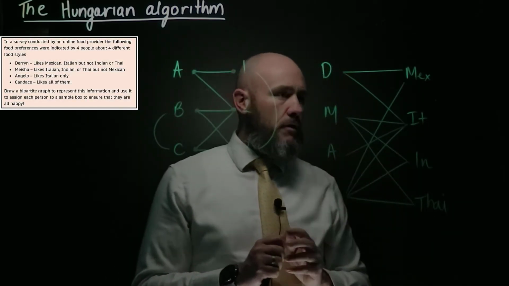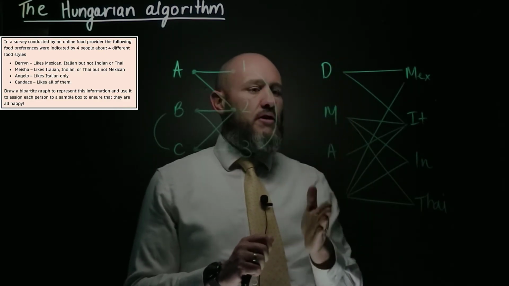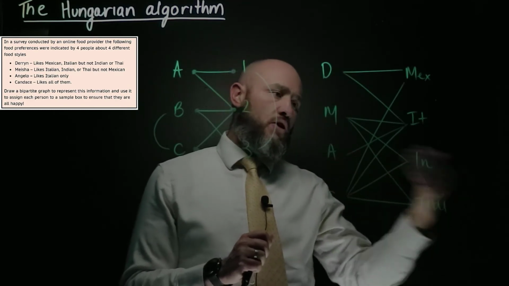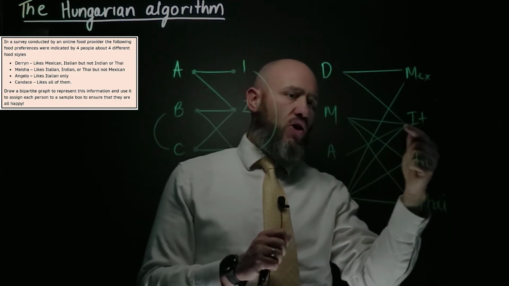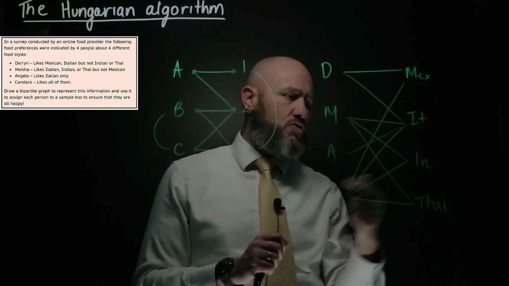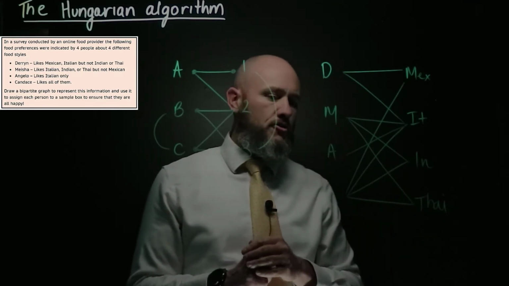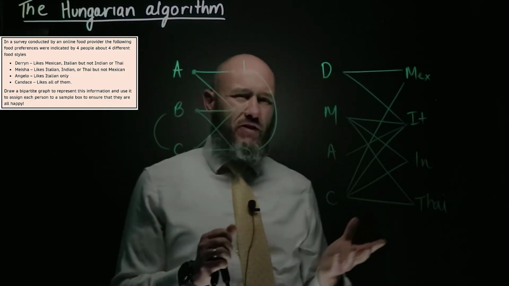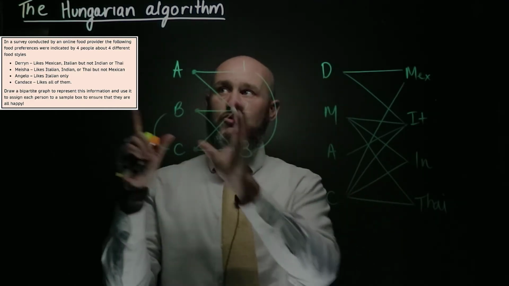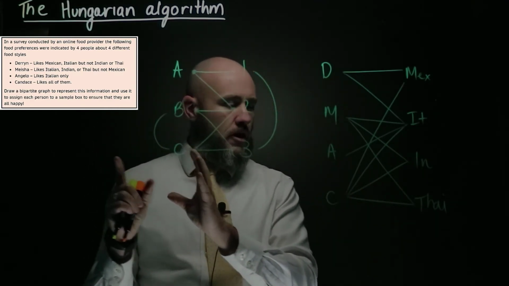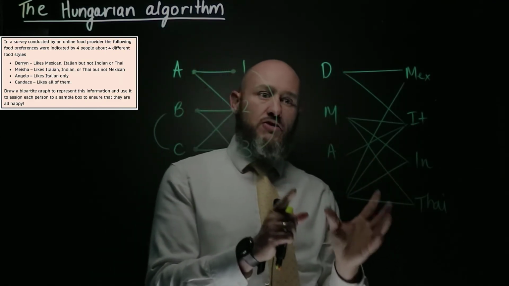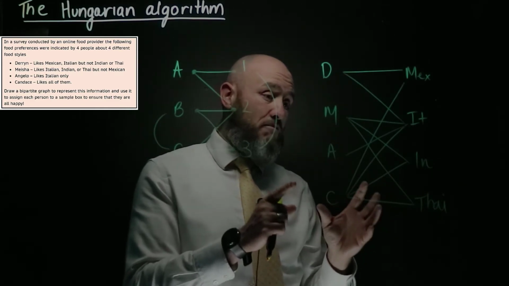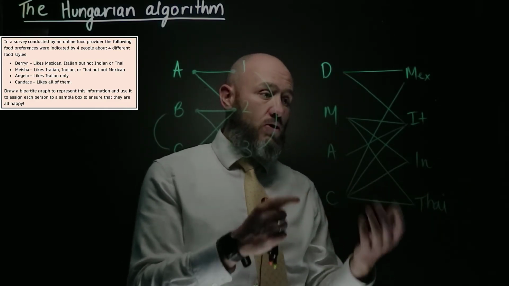So let's have a look at it. Firstly, we've got the connections labelled for our 4 people, but we can also work in reverse. So Italian is liked by all 4 people, Mexican by only 2, Indian by only 2, Thai by only 2. Candice is fairly flexible with her food, Angelo is not so flexible. Now what we're going to do is we'll use the Hungarian algorithm later on, and then we'll transfer that information once we've done the algorithm into a bipartite graph, and then we'll use that bipartite graph to solve a problem.